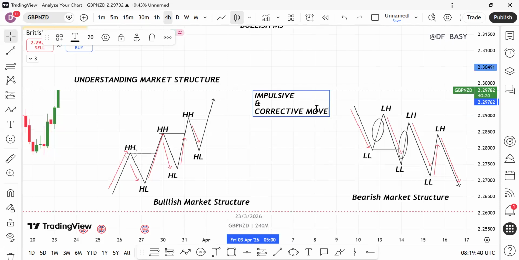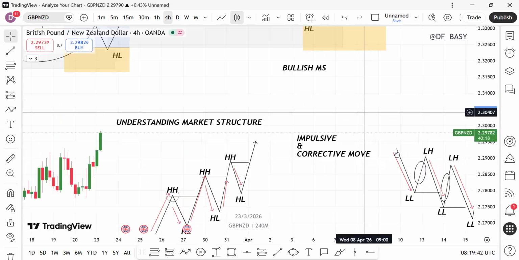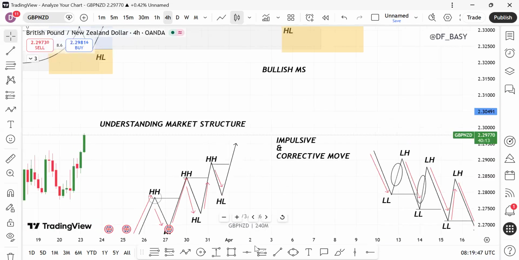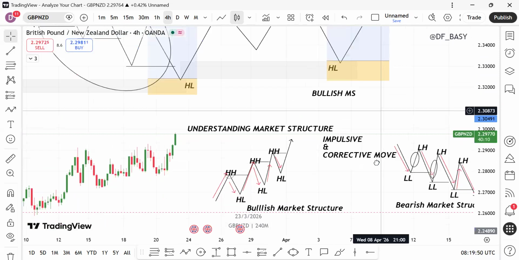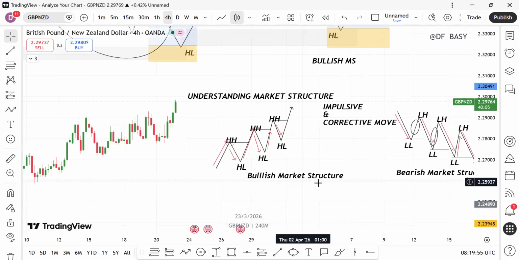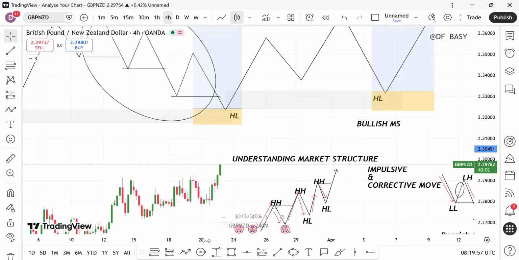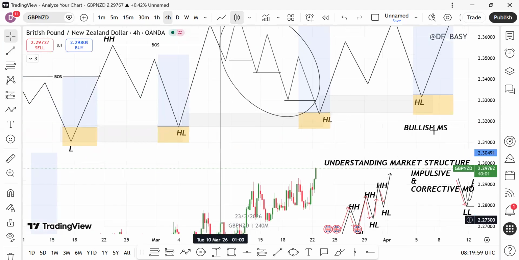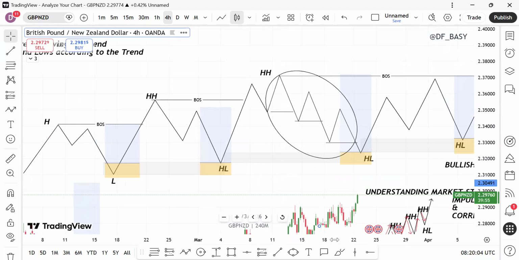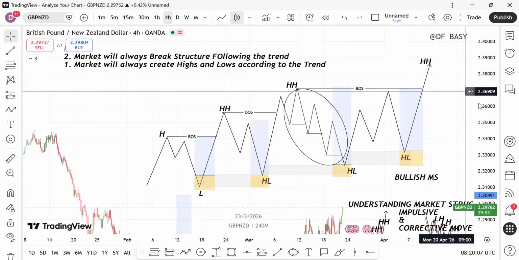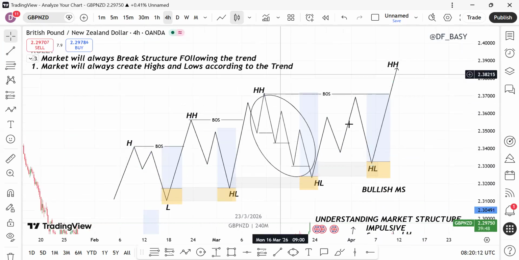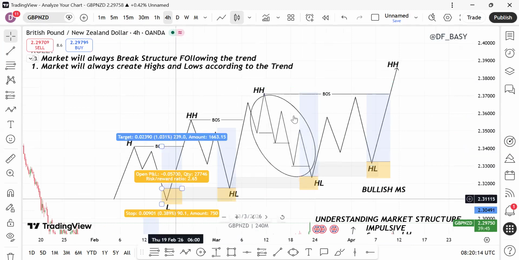They have the corrective and the impulsive move. So now coming back here, this is what happens. This is how market structure looks like. But in real market time, this is how it looks like. In real price time, this is what it looks like here. So most times, beginner traders will be like, I saw this in the textbook, or I saw this in the PDF, but loading my chart, it looks very, very different. This is why it looks very, very different. This is how it looks like in real market time.